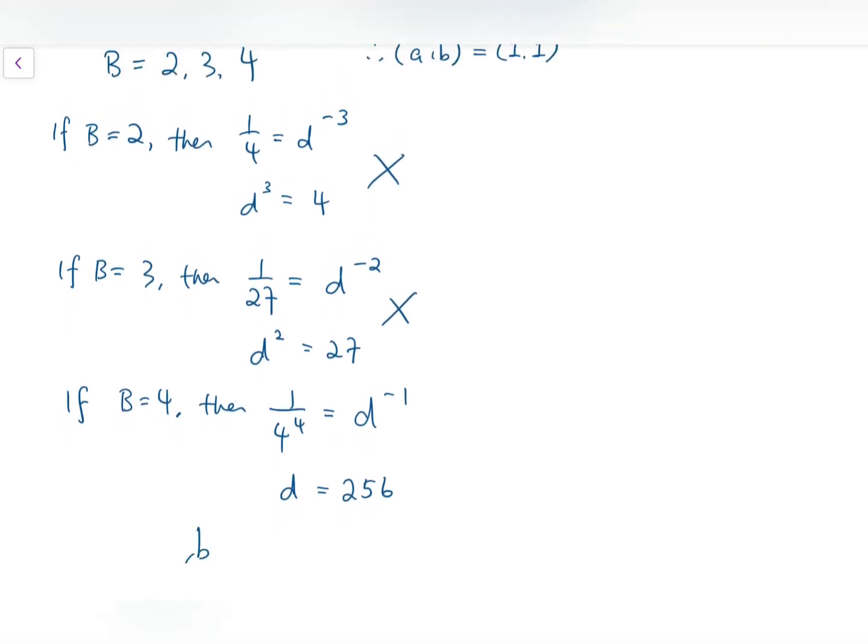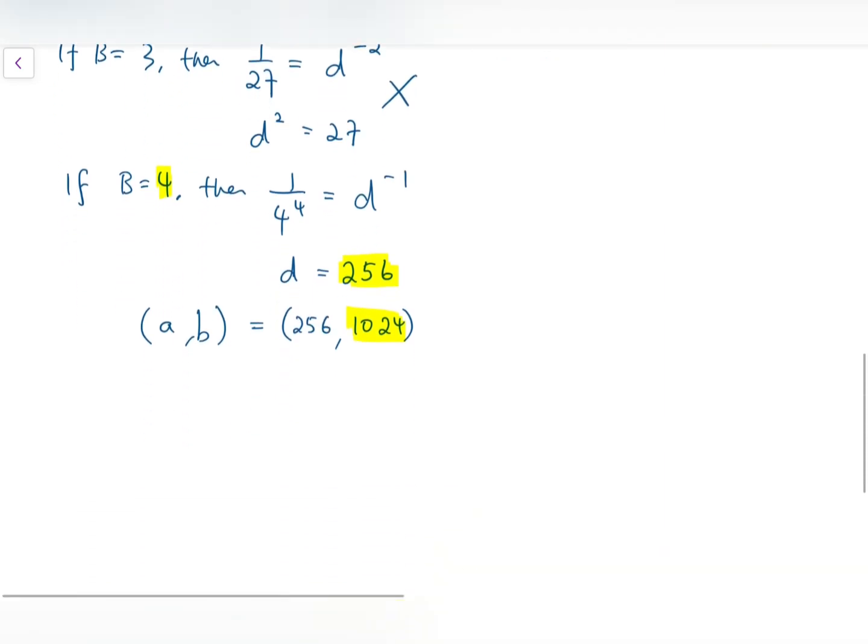And from this, we can say that small b is 1024, because it's 256 multiplied by 4, which gives this number. And from this we can say that a is equal to d, which is 256. If you check, it's indeed a valid solution.